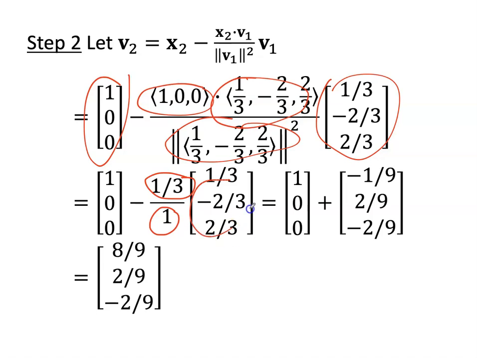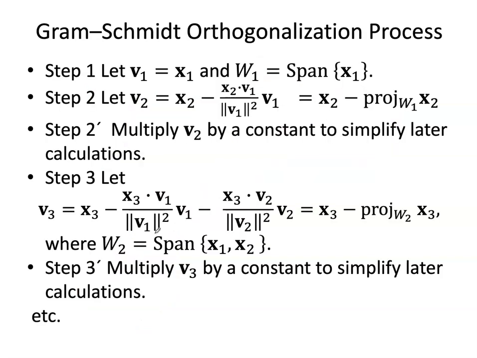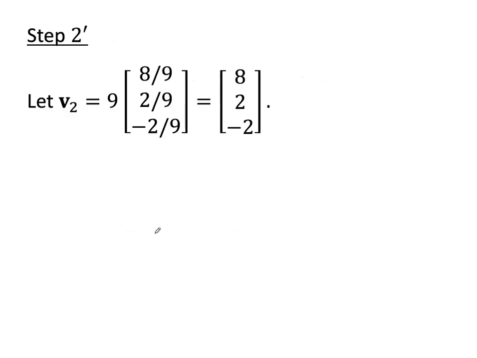And then we still have this vector here. Multiply it all out, you get 1, 0, 0 plus -9, 2/9, -2/9, and that simplifies to 8/9, 2/9, -2/9. Recall step 2 prime, multiply V2 by a constant to simplify later calculations. We don't need to deal with 8/9, 2/9, -2/9. We can just multiply it by 9. May as well, it just makes it easier to calculate. So we end up with 8, 2, -2.